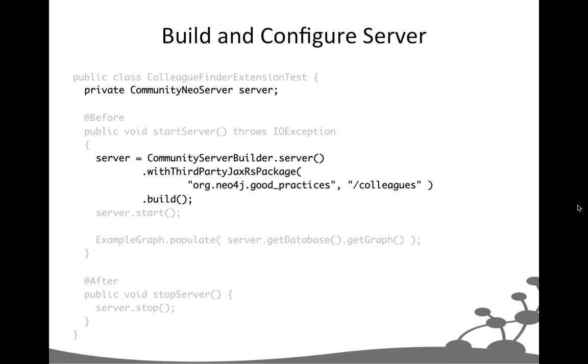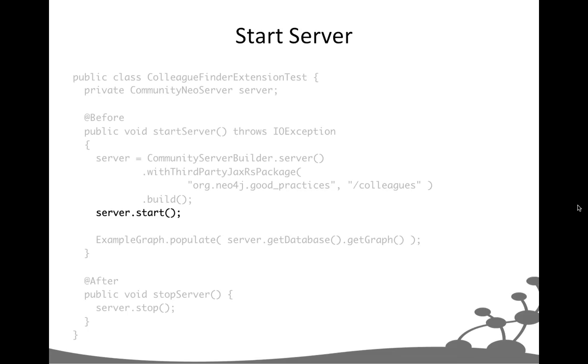Okay. So here in the setup, we're using a server builder in order to create the configuration for the server and to start it. We're supplying some configuration information here, saying that, look, this with third-party JAX-RS package instruction is saying when we start the server up, I want you to scan all of the jars on the class path, and anything where we have the package org.neo4j.good.practices, I want any of the objects that you find there to be hosted at what we call a mount point, at this root URI /colleagues. So we're going to mount our unmanaged extension at this URI /colleagues, and that will become the basis for the part of the server space that our unmanaged extension occupies.